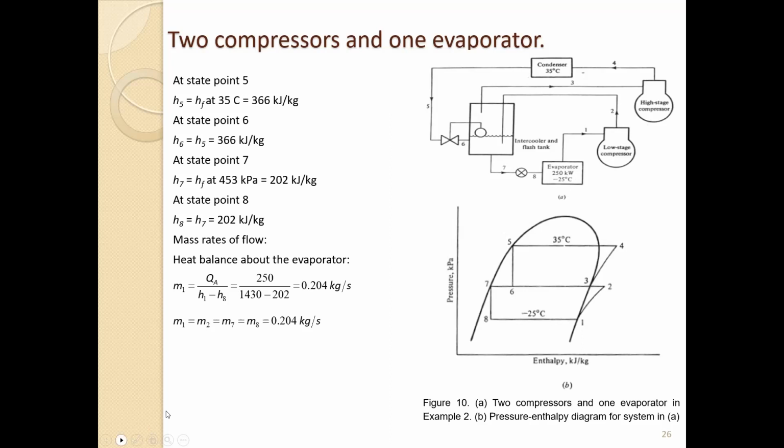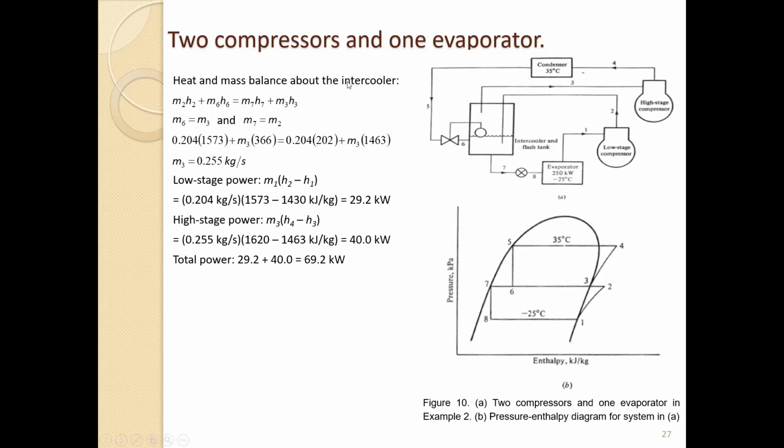Heat and mass balance about the intercooler. M2 enters, plus M6 enters with H6, is equal to M7 leaving with H7, and M3 with H3. M6 is equal to M3 because M2 is equal to M7. So 0.204 times 1573 plus M3 times 366 is equal to 0.204 times 202 plus M3 times 1463. So M3 is equal to 0.255 kilogram per second.